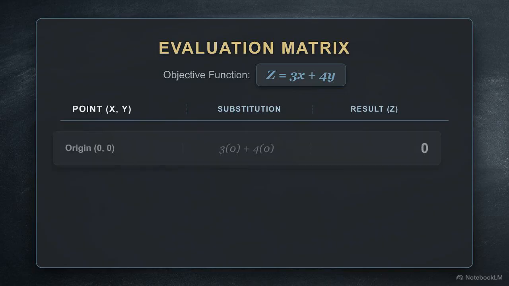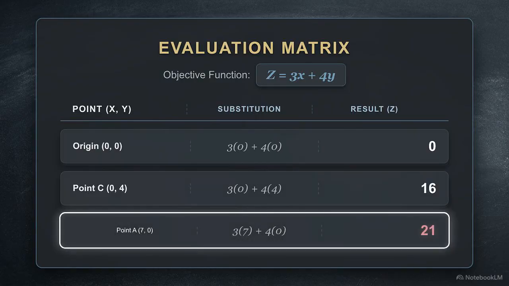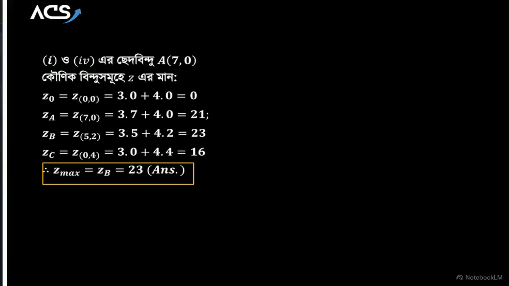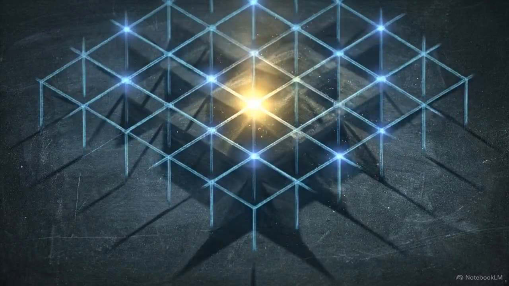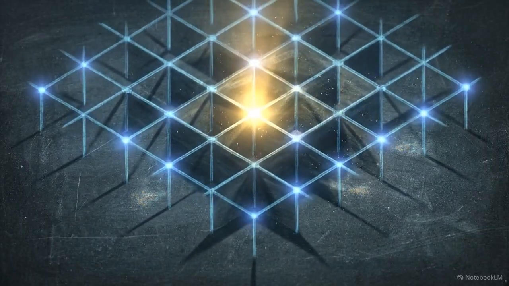Doing nothing at the origin yields 0. Investing strictly along the y-axis at point C yields a value of 16. Moving along the x-axis to point A yields a higher return of 21. But when we test the intersected point B at coordinates 5, 2, the result is 23. This is the highest numerical value the system can generate. These precise calculations isolate the single point that produces the absolute highest possible output, entirely removing any need for guesswork.